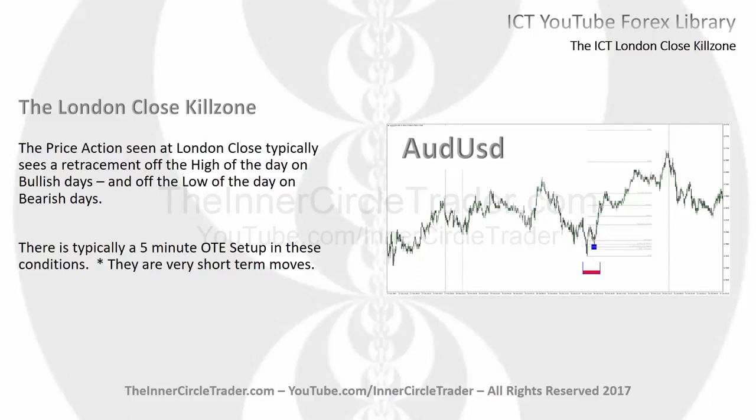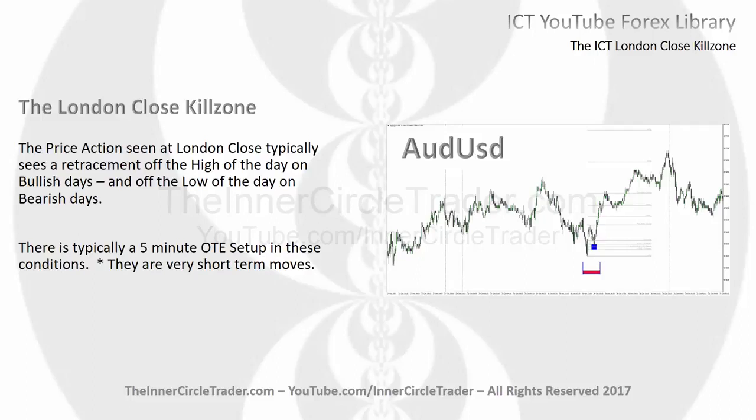The London Close Kill Zone, if we study this portion of the day, the price action seen at London Close typically sees a retracement off the high of the day on bullish days and off the low on the day that is seen bearish. There's typically a 5-minute optimal trade entry set up in these conditions, but it's very important to remember this. They're very, very short-term in nature. So the moves aren't a lot. They're not like the equivalent of a London Open or a New York Open. It's typically going to be very small, short-term, 10, 15, maybe even 20 pips. If you get anything more than 20 pips, it's going to be a rarity for that to occur.